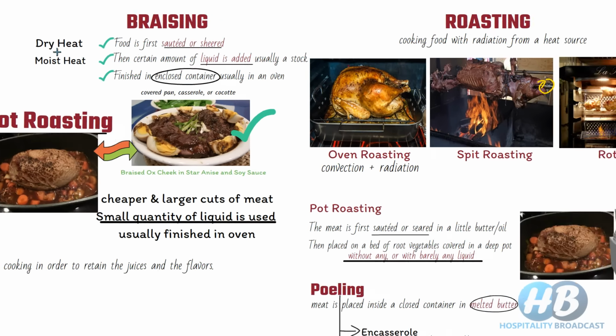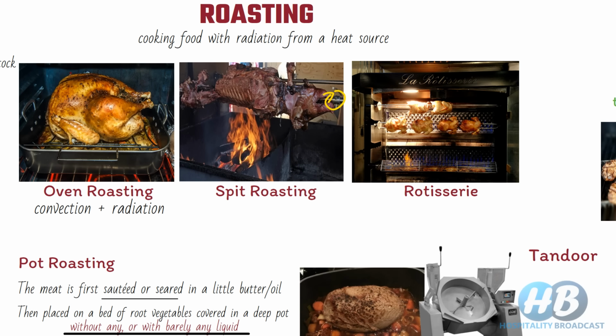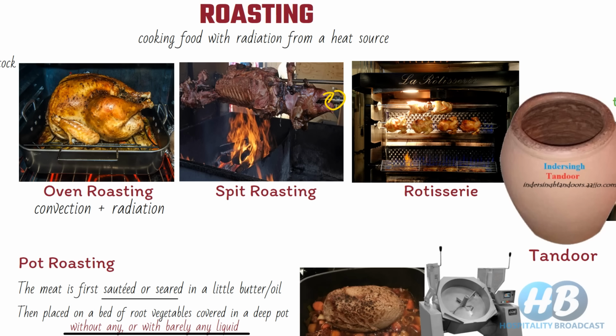One more method left in roasting is tandoor. In this method, a clay oven called tandoor is used. The source of heat is at the bottom of the tandoor, but the heat gets distributed evenly due to the clay. Additionally, it provides a smoky flavor to the dish. Well, this was all about roasting and different methods of roasting.